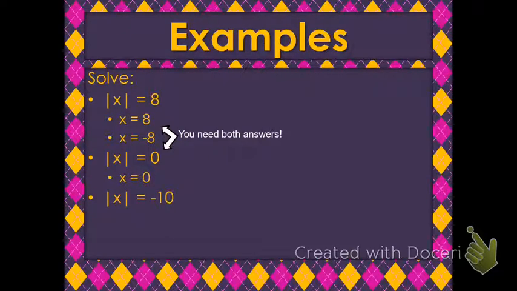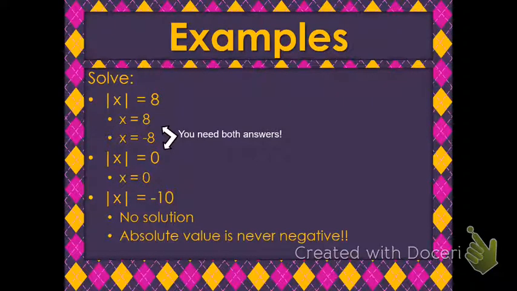If I gave you something like the absolute value of x equals negative 10, that's asking what number is negative 10 spaces away from 0 on a number line. And remember that distance is never negative, so there's actually no solution to this question.